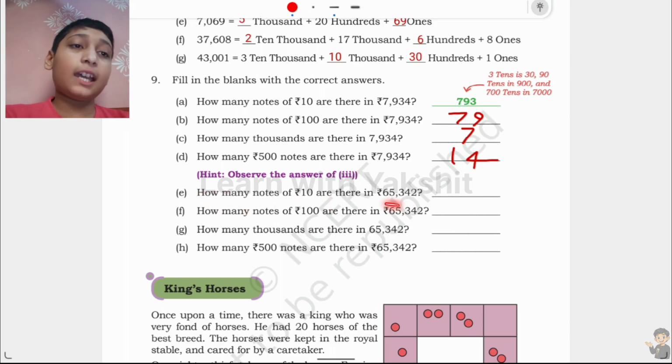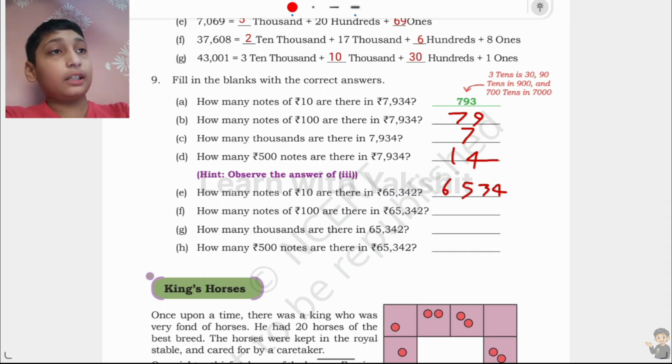Now there's this next one. How many notes of 10 are there in 65,342? Now we have to cut the number behind, meaning this is 6,534. Now the next one is how many notes of 100 there are. Now we can just cut the 2 which is behind it and then that's our answer.